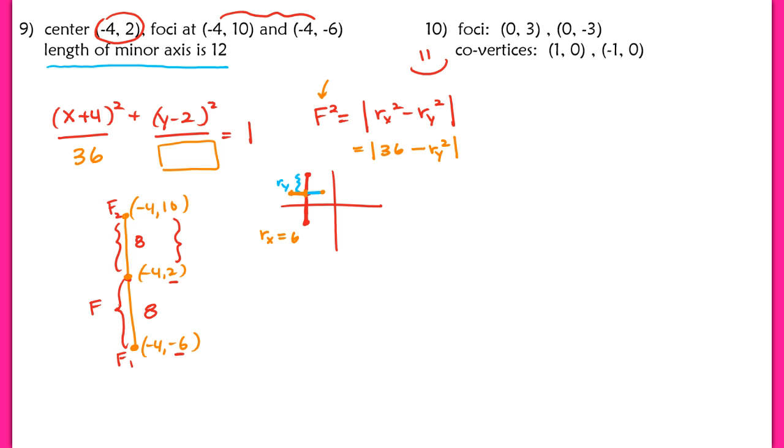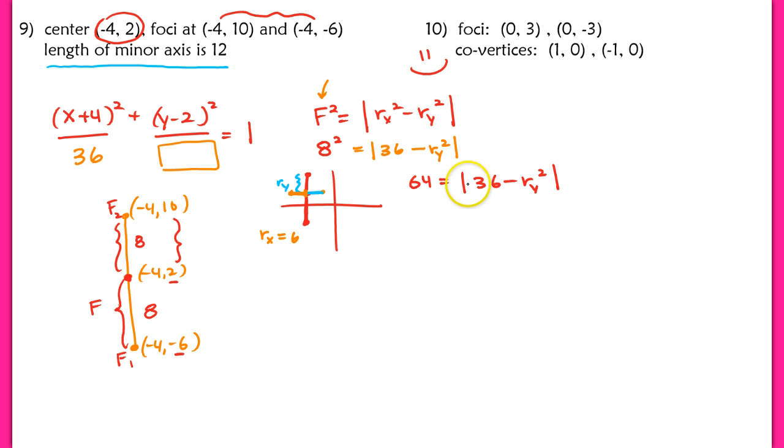Okay, so that does help us because in this case we can just plug in 8 for f and we get 8 squared. So we have 64 is equal to the absolute value of 36 minus r sub y squared. All right, now we didn't run into this problem in the last problem, and that's because the r sub y in the last problem was already smaller. It was supposed to be smaller than the r sub x. Now in this case, r sub y is supposed to be bigger.